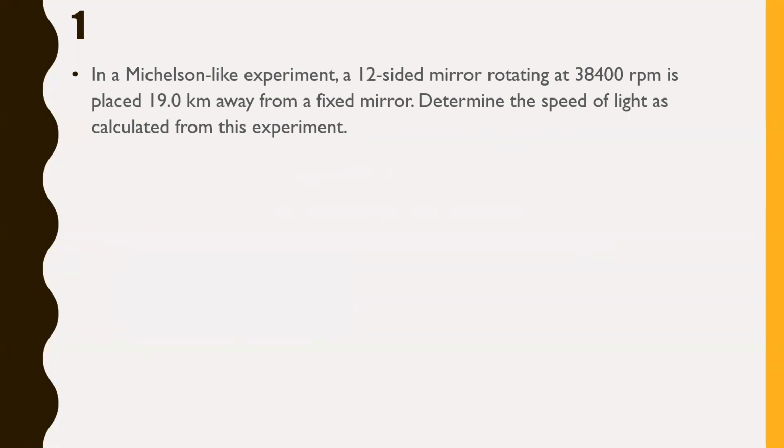So first things first, I like making a little bit of a data bank here. The frequency, of course, is 38,400 RPMs. That means rotations per minute. Now, RPMs aren't the standard unit for frequency. We prefer rotations per second, more commonly known as hertz. So if this is how many times it's rotating per minute, to find how many times it's rotating per second, you just have to divide it by 60, and that's going to give you 640 hertz.